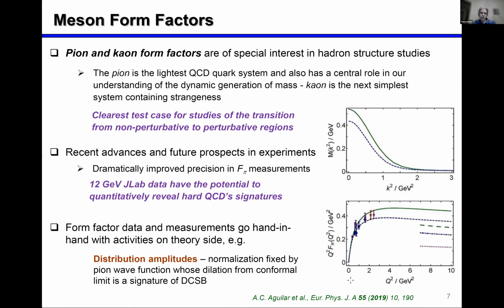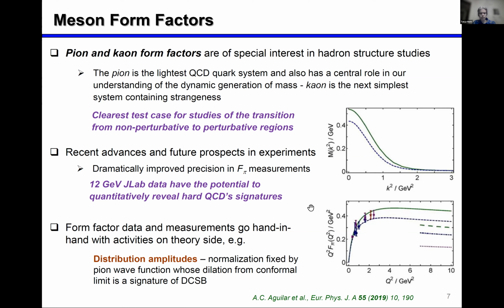So as I already said, the meson form factors are of special interest in hadron structure. They're in fact probably the most straightforward and easiest way to study a QCD quark system. I mean, the pion is the lightest QCD quark system, and also, as already mentioned, has a central role in our understanding of the dynamic generation of mass. And so it's the clearest test case, which already has been shown over decades, to study the transition from non-perturbative to perturbative regions. And the kaon, of course, is the next simple system that also contains a strange quark.